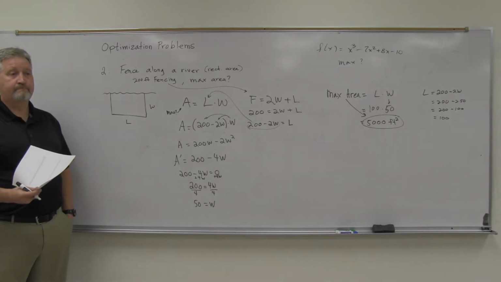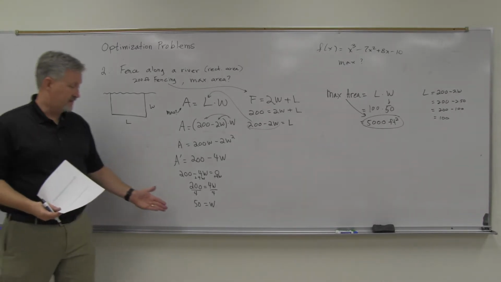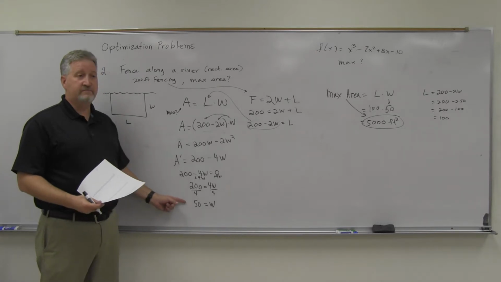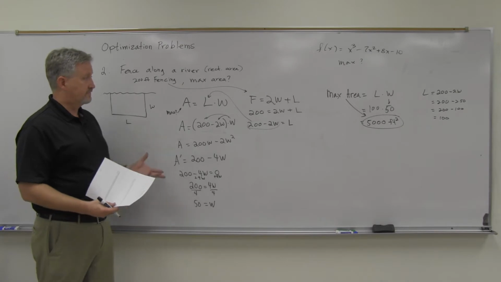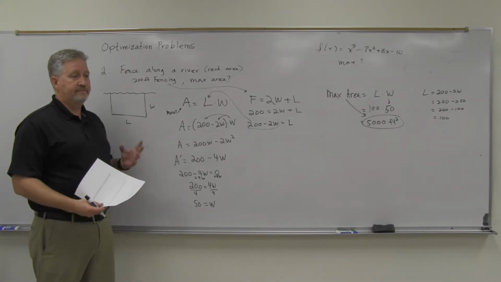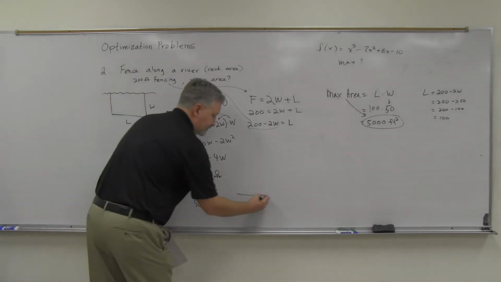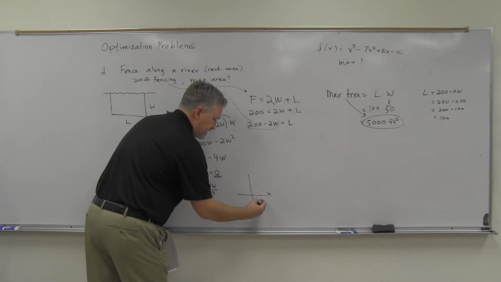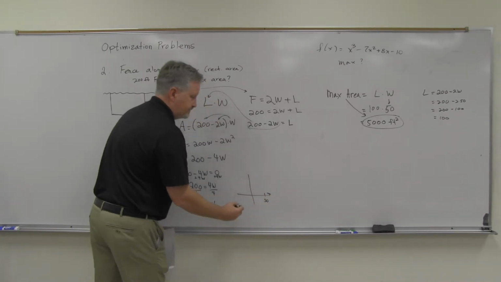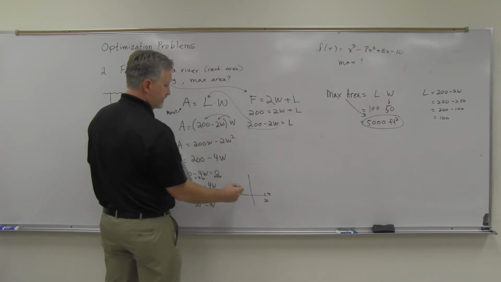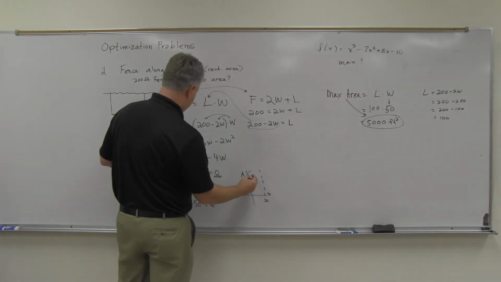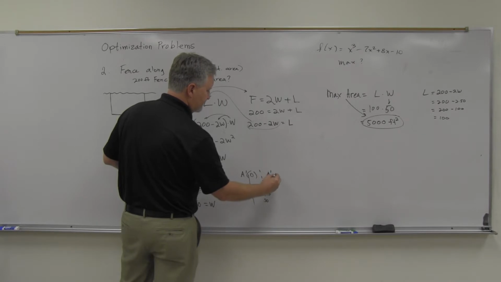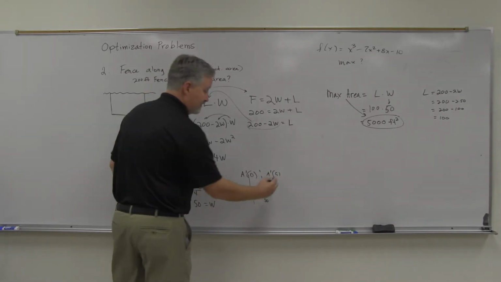Okay? Now I haven't shown that it's a maximum here, but in the context of the problem, that's what I'm going to find. You know, we could do our little chart thing here, the second derivative test, plug in 50 and then test our derivative on either side, A prime at 0 and A prime at 51. I could do that just to prove it.